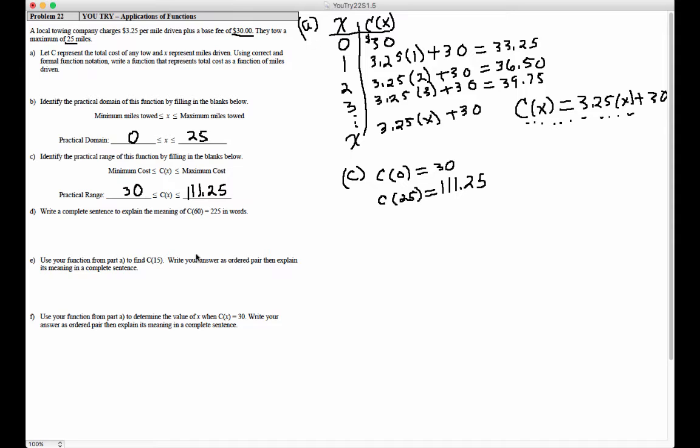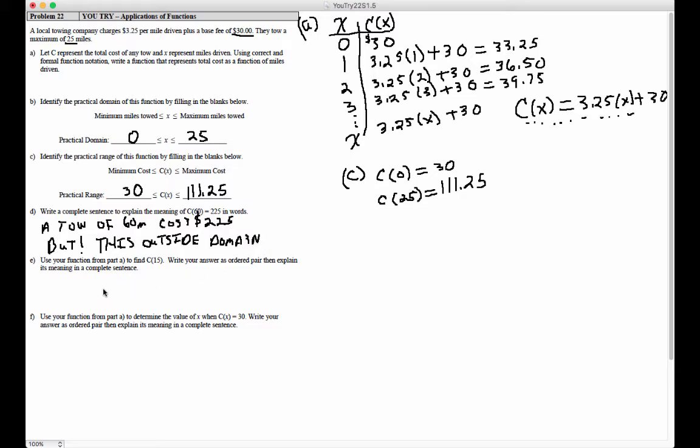Write a complete sentence explaining the meaning of C of 60 equals 225 in words. Well, that means a tow of 60 miles costs $225. But something you should make sure that you mention here is that this is outside of the domain. In other words, that doesn't make sense based on what we just did in parts B and C.